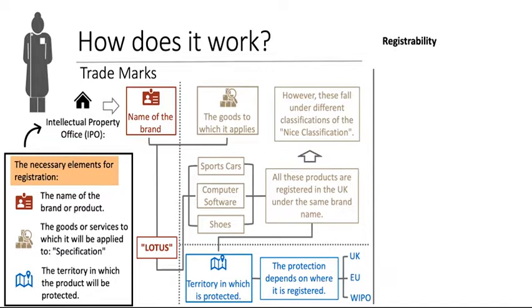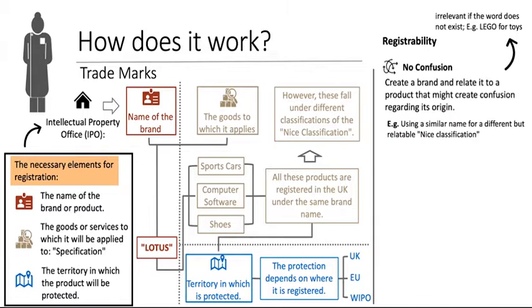Registrability. Registrability is a requirement that your trademark must follow in order to be registrable. And the first one is no confusion. So if you want to create a brand of shoelaces, and you want to brand them Lotus, even if shoelaces are in a different category of the Nice classification than shoes, this is a mere formality. And of course, the registration office will not allow you to register that because that will create confusion.